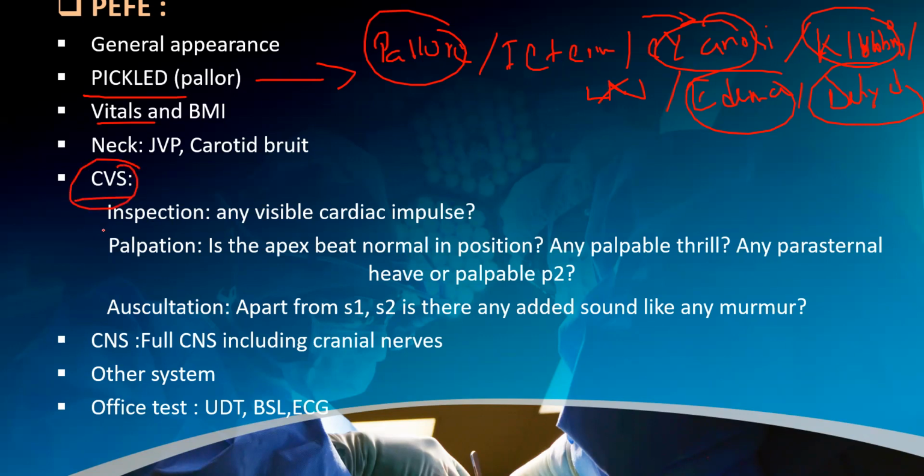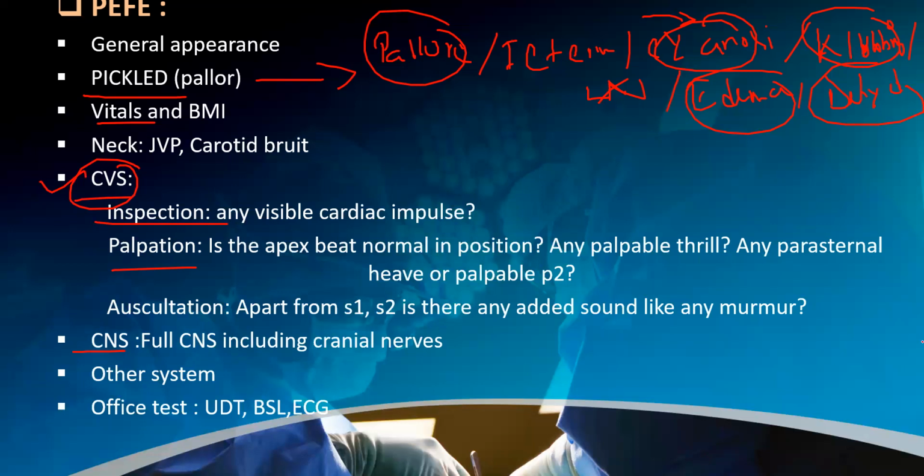So always focus on, or start with, the main system which you actually want to find out. Like for a patient who is having syncope, your focus is on CVS and CNS. So you ask the CVS fully, you ask CNS fully, and then for other systems you just say you would like to do them, and the examiner doesn't bother with that.